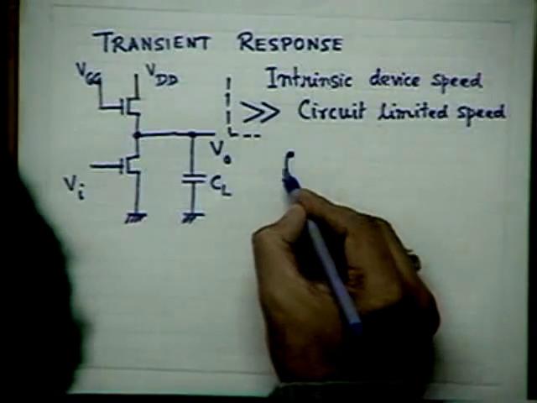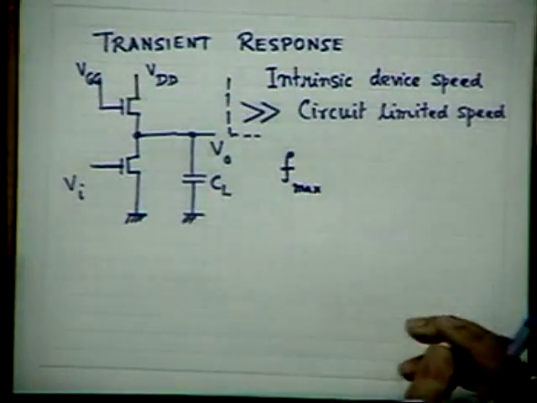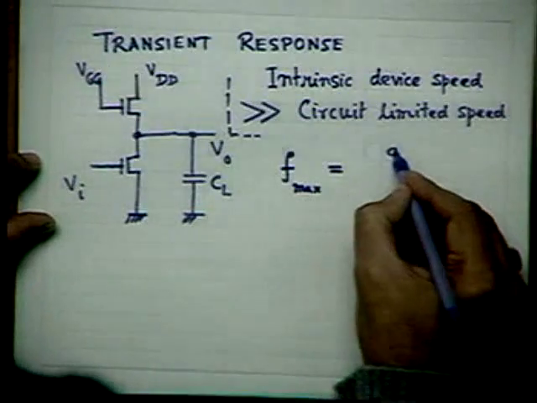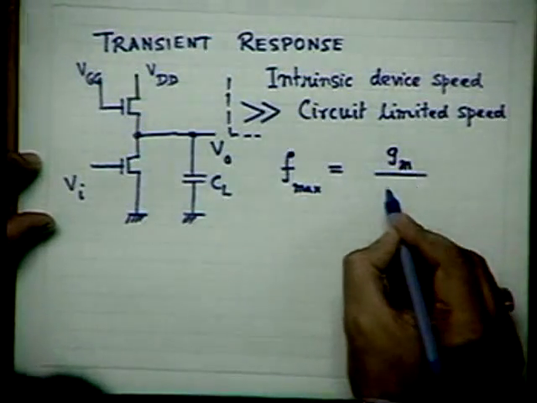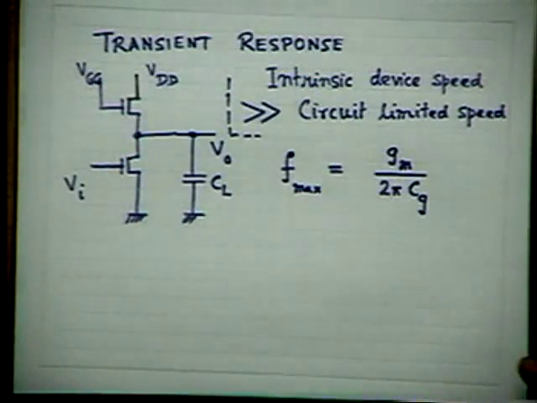Now, I cannot make such an assumption without justification. Let us try to justify it. For justification purposes, we shall bring a parameter called F max, which is equivalent to Ft, the bipolar unity gain frequency, and this is found to be equal to Gm of the transistor divided by twice pi Cg. Cg is the gate capacitance, same as Cl, whatever I have written there. F max is the cutoff frequency or maximum usable frequency.